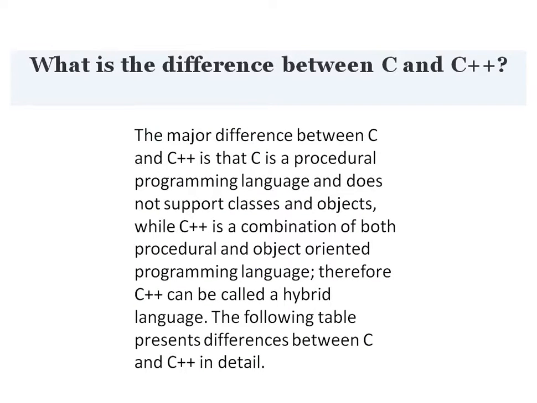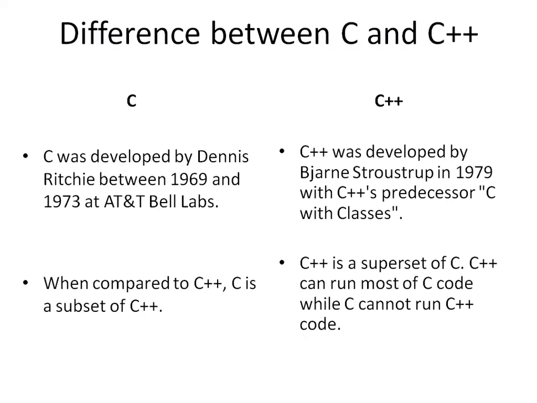The major difference between C and C++ is that C is a procedural programming language and does not support classes and objects, while C++ is a combination of both procedural and object-oriented programming language. Therefore, C++ can be called a hybrid language. The following table presents differences between C and C++ in detail.